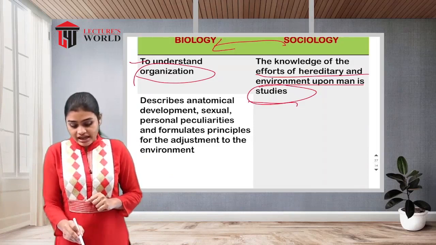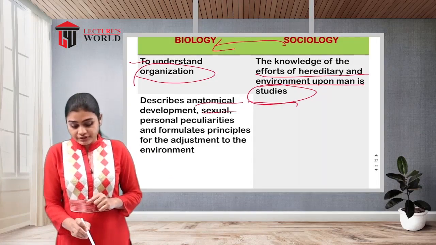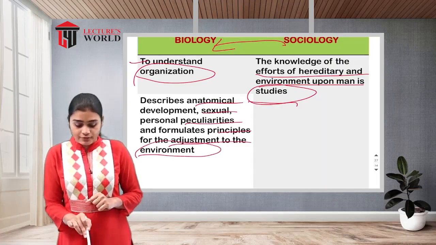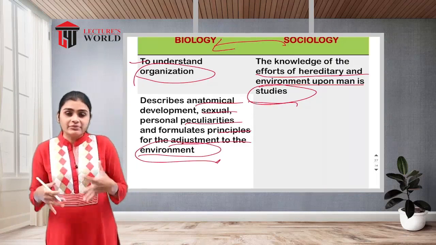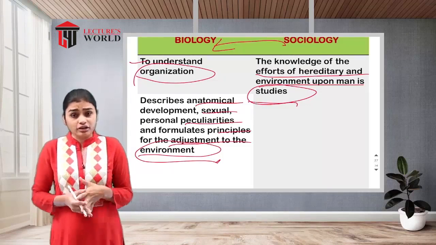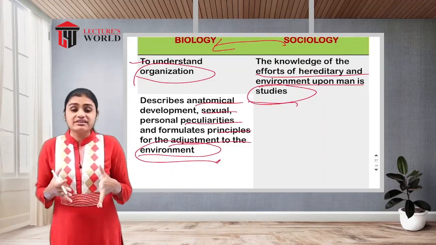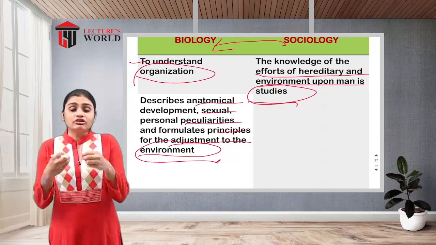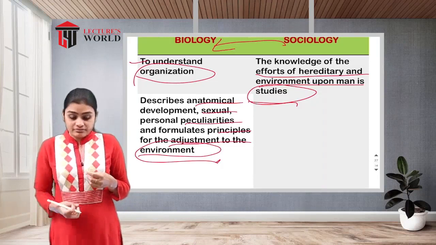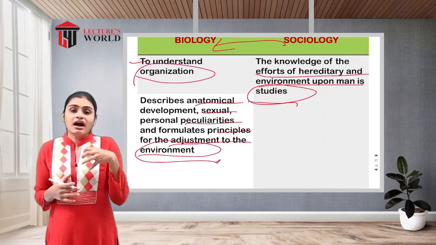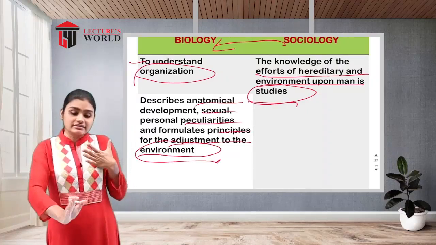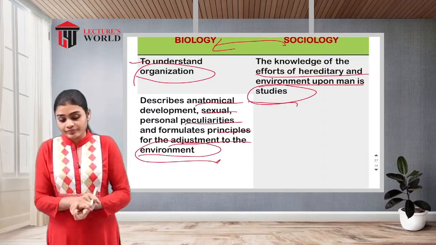Biology describes anatomical development, sexual personality peculiarities, and formulates principles for adjustment to the environment. Anatomical development means the development of all the body systems and organs. Sexual personal peculiarities means the sexual characteristics. And the principles for adjustment to the environment mean how the biological human body adjusts to the environment. All of that is studied in biology.